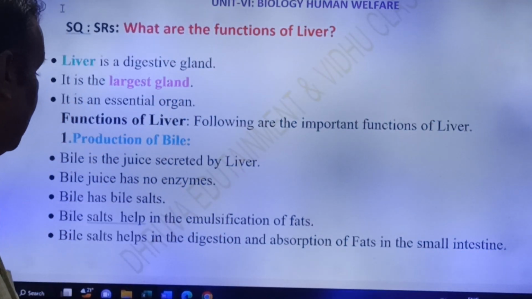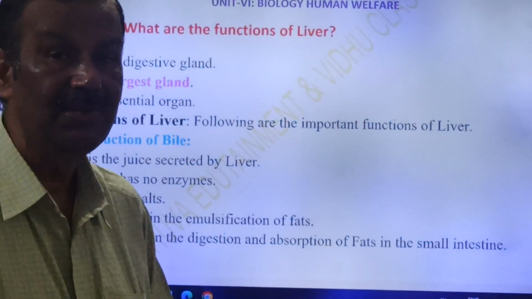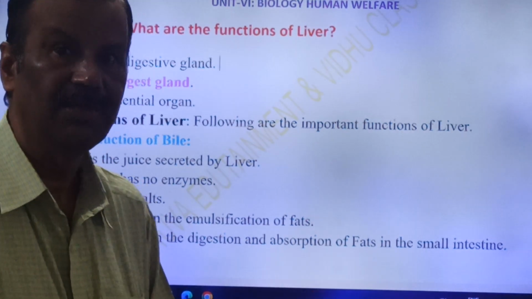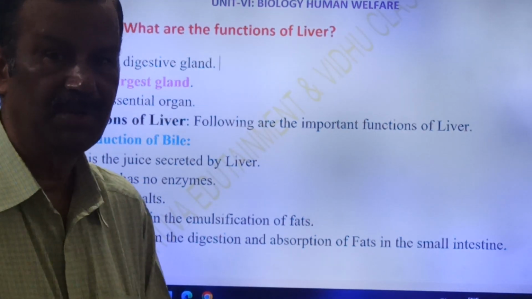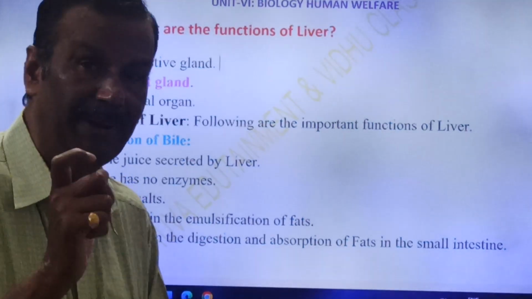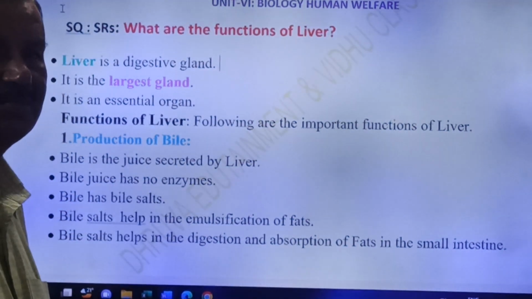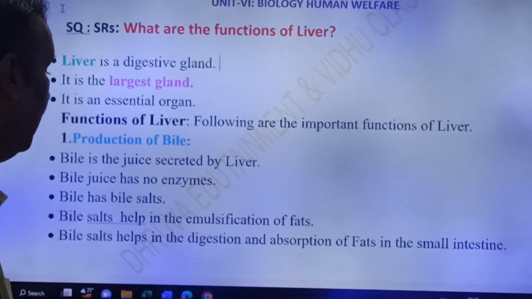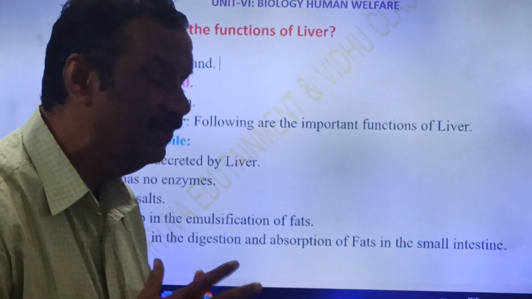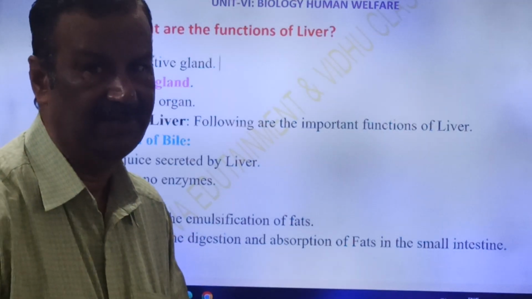See, bile has bile salts. What are they friends? Sodium taurocholate, sodium glycocholate, potassium taurocholate, potassium glycocholate. They are bile salts. What is the role of the bile salts friends? Bile salts help in the emulsification of fats.